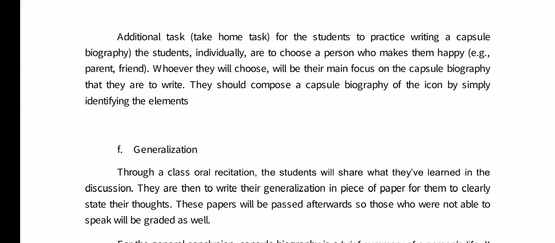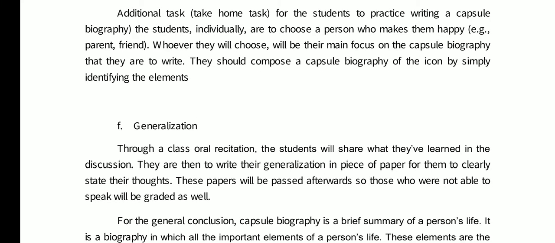For the additional task, this is a take-home task for the students to practice writing a capsule biography, where individually they are to choose a person who makes them happy, for example, their parent or a friend, whoever it may be, and they should write a capsule biography about that particular person.